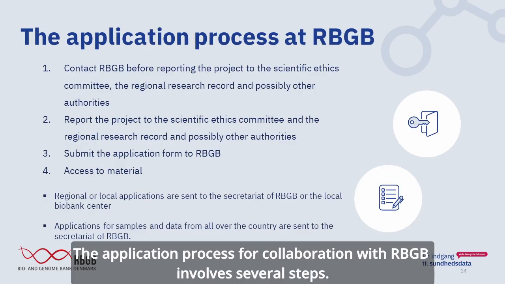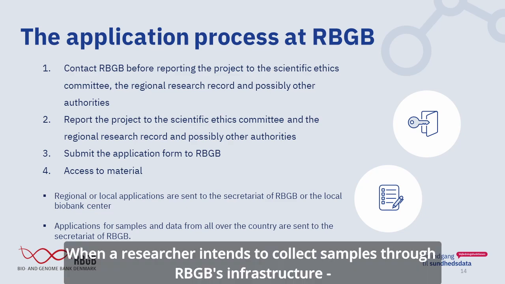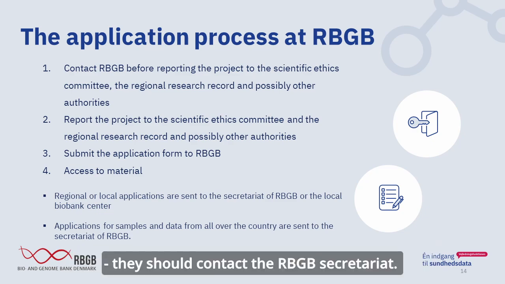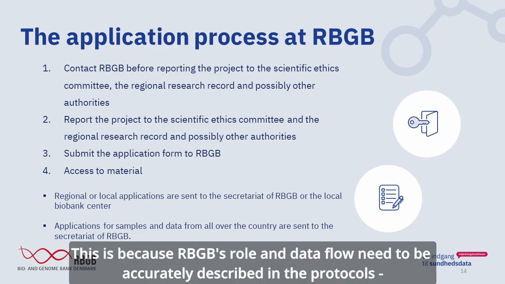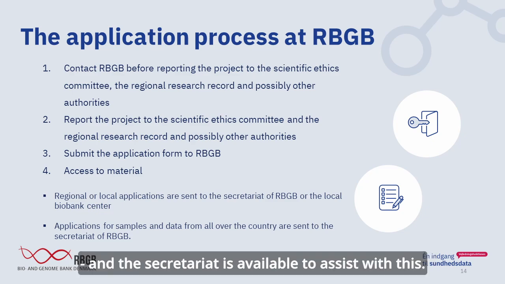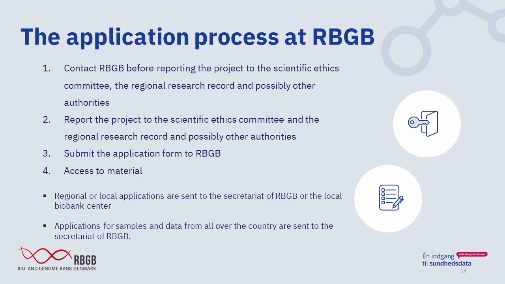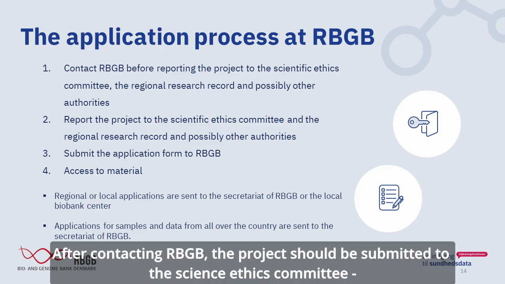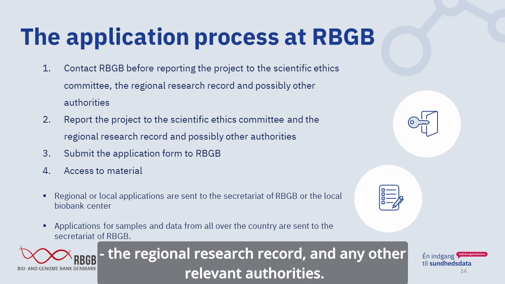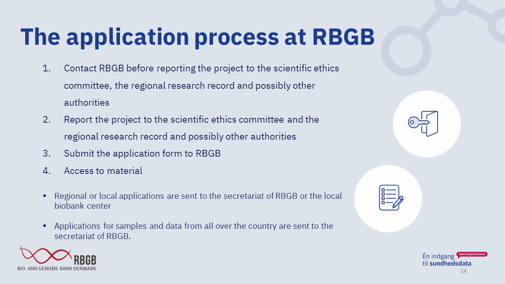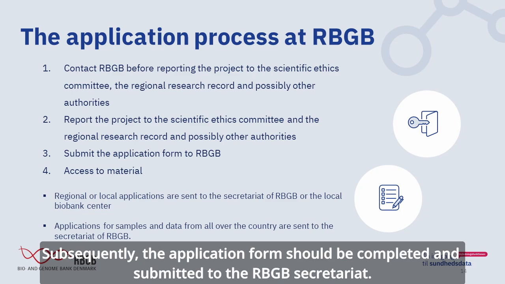The application process for collaboration with RBGB involves several steps. When a researcher intends to collect samples through RBGB's infrastructure, they should contact the RBGB secretariat. This is because RBGB's role and data flow need to be accurately described in the protocols, and the Secretariat is available to assist with this. After contacting RBGB, the project should be submitted to the Science Ethics Committee, the Regional Research Record, and any other relevant authorities. Subsequently, the application form should be completed and submitted to the RBGB Secretariat.